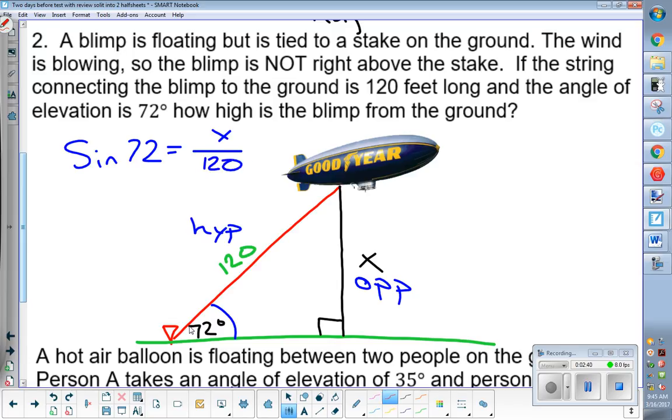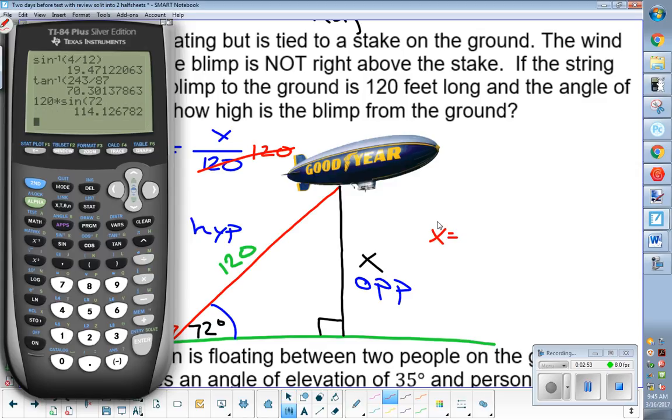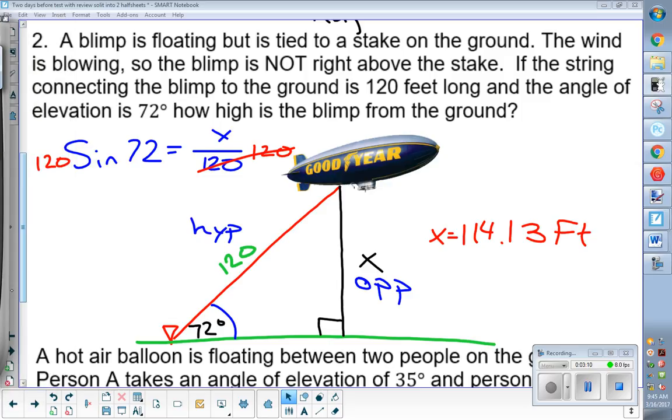To solve for x, I'm multiplying both sides by 120 to get rid of that 120 on bottom. So in my calculator, I'm taking 120 times sine of 72. X is equal to 114.13 feet. That's how tall the blimp is. I know it wasn't going to be bigger than 120 because 120 was the hypotenuse, and that's the biggest line. That's always going to be the biggest side. Questions on 2?